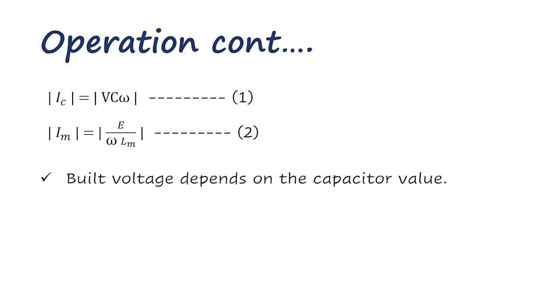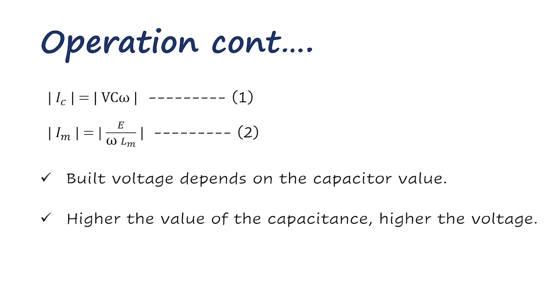The voltage build-up process depends upon the capacitor value. The higher the value of capacitance, the greater is the voltage build-up. In the absence of a proper value of residual magnetism, the voltage will not build up. So, it is desirable to maintain a high level of residual magnetism as it eases the process of machine excitation.